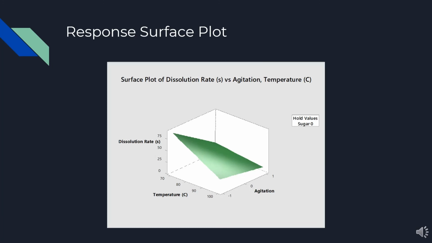Adding the response variable as a third dimension gives us our response surface plot. From the surface plot, we can see that there is a high degree of variability from temperature when agitation is not used. In turn, when agitation is used, the variability from temperature is significantly reduced, showing that agitation is indeed the most influential factor on dissolution rates.